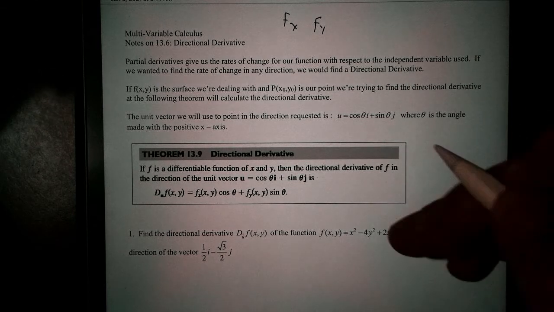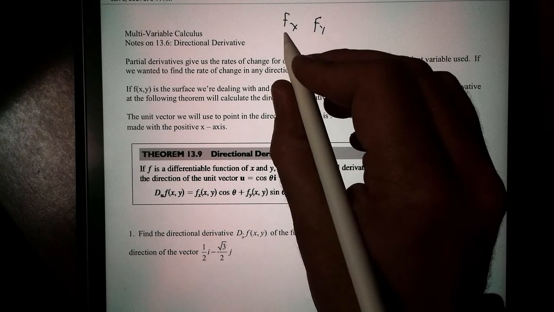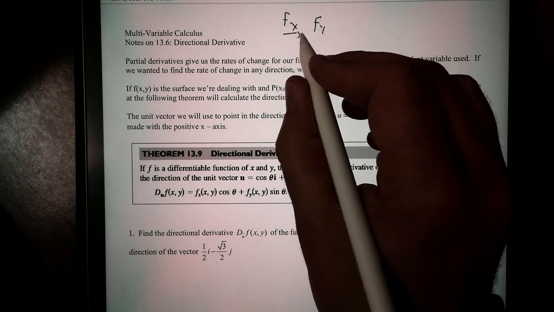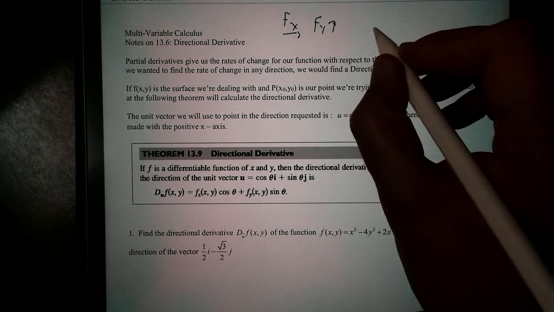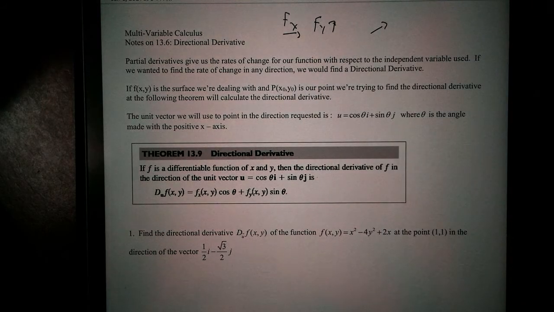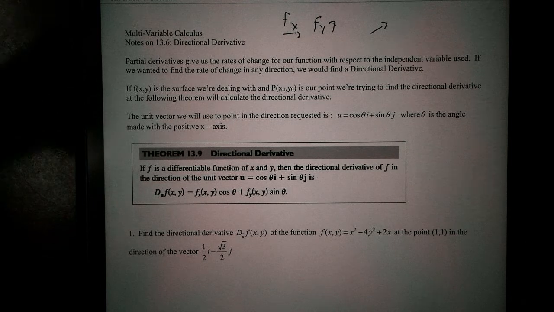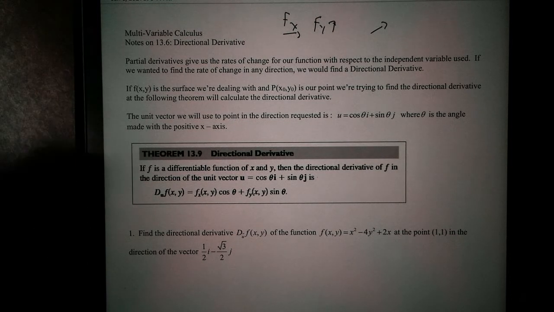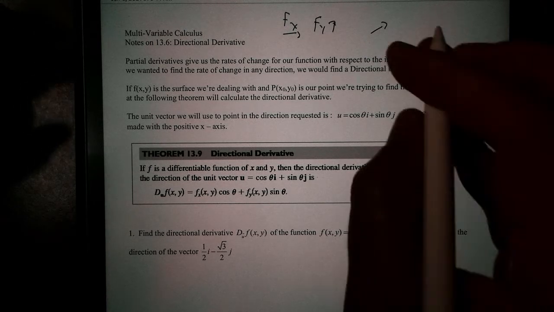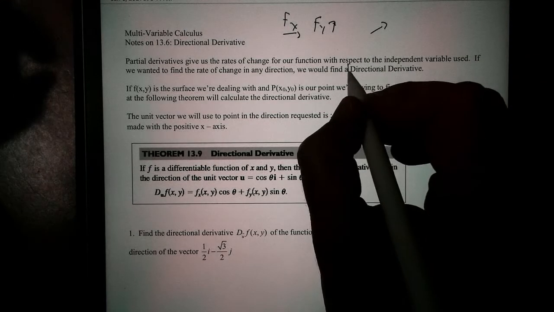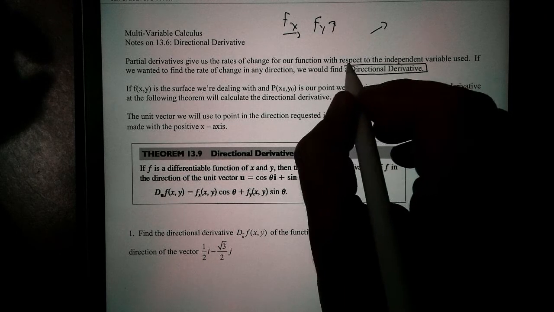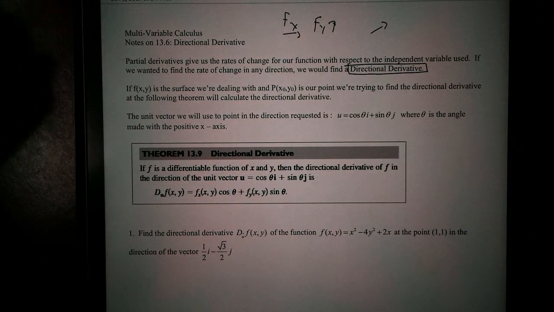But what if we're not traveling specifically in the x direction or the y direction? What if we're traveling at some sort of angle on the surface? How then do we find the rate of change on that surface? And that's what we'll be taking a look at today. We use something called the directional derivative to calculate this.